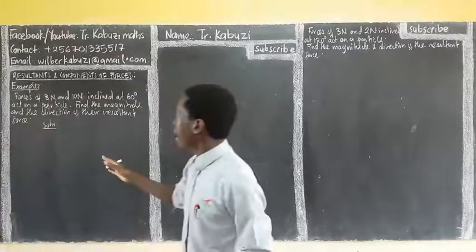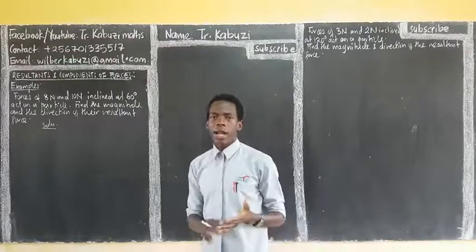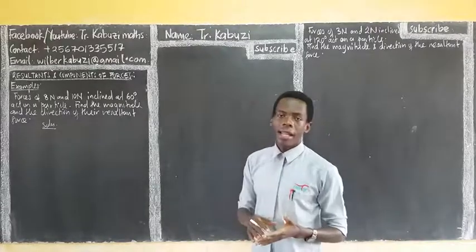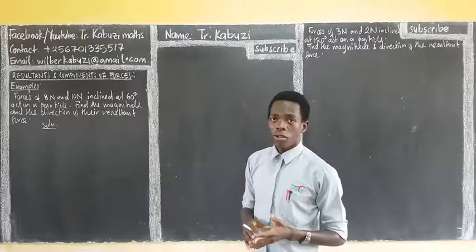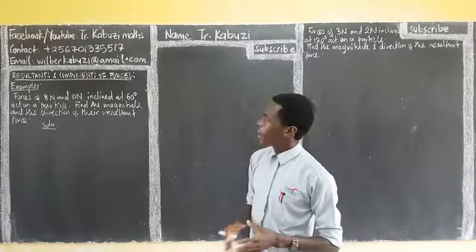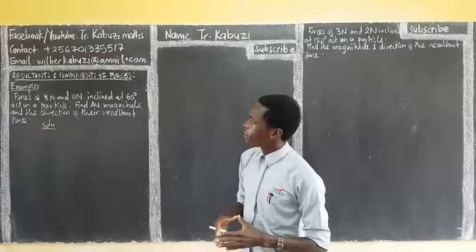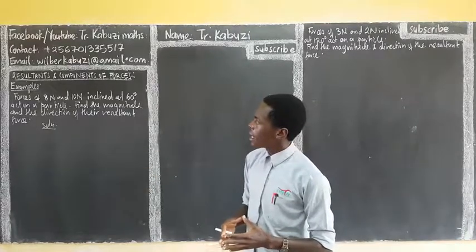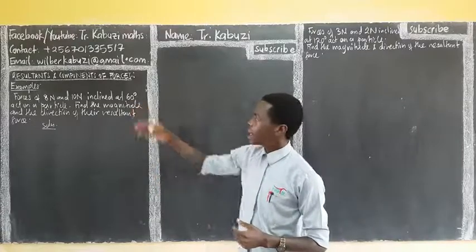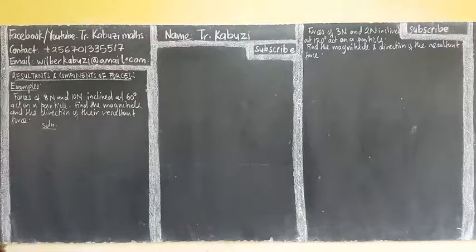Okay, so let's see how we go about this angle. We said we have three cases: the acute angle, the obtuse angle, and the right angle triangle. We have seen the first one. Let us see the second one, when the angle is acute. The forces of 8 newtons and 10 newtons are inclined at 60 degrees, so our angle here is acute. Find the magnitude and direction of the resultant force.